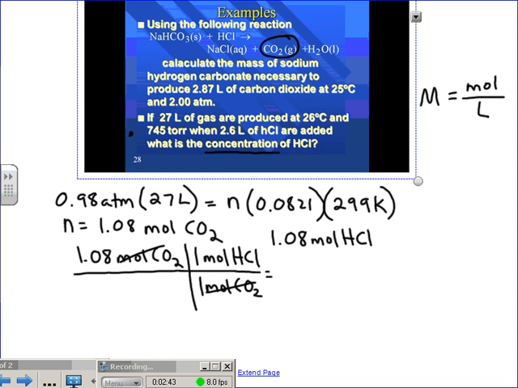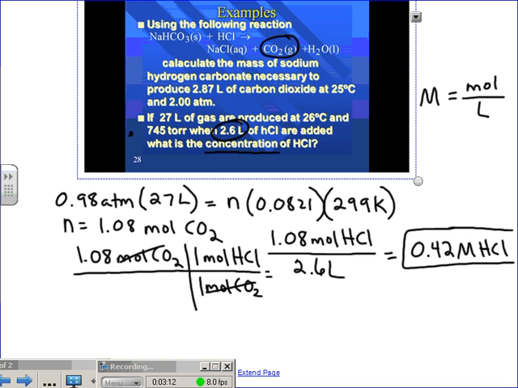Okay, so now that I have my moles of hydrochloric acid, all I need to do is find the molarity. Molarity is moles over liters, and for every 1.08 moles, it is in 2.6 liters, according to the problem up here. So when I take this into consideration, I do the math, it's 0.42 molar HCl. That is the molarity of the HCl that reacted in this equation.